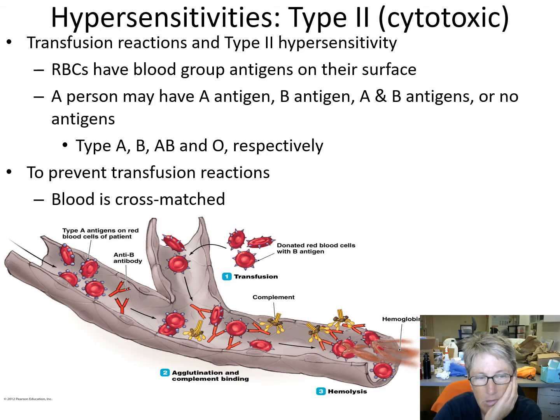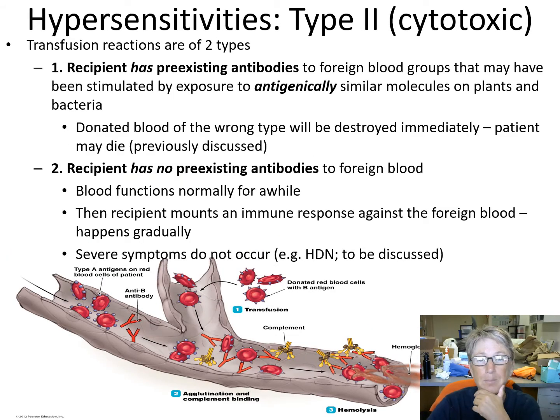So to prevent transfusion reactions, blood is cross-matched. Like I say, if the recipient is A positive, the donor should also be A positive, ideally. Transfusion reactions are of two types. The recipient has pre-existing antibodies to the foreign blood groups. That's kind of like what we saw in the cartoon.